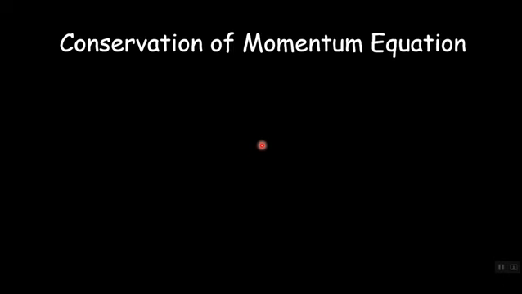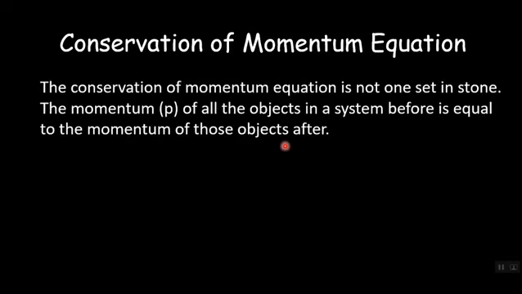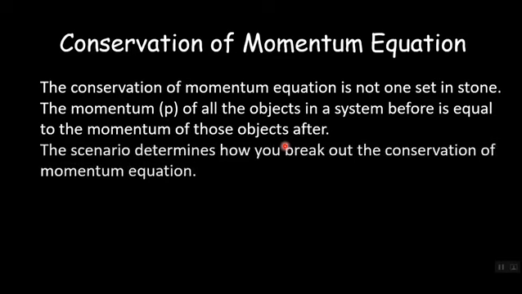So with conservation of momentum, the conservation of momentum equation is not set in stone. The momentum P of all the objects in a system before is equal to the momentum of all those objects after. The scenario would determine how you break out the conservation of momentum equation. What do I mean with that? If they travel together, they have the same velocity. So if they travel together initially, we have the one V instead of two different V's. And if they travel together finally, we take out a V commonly.